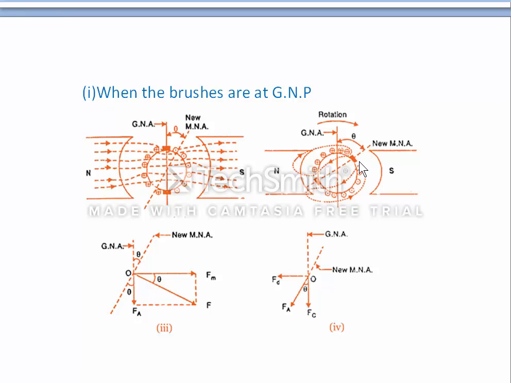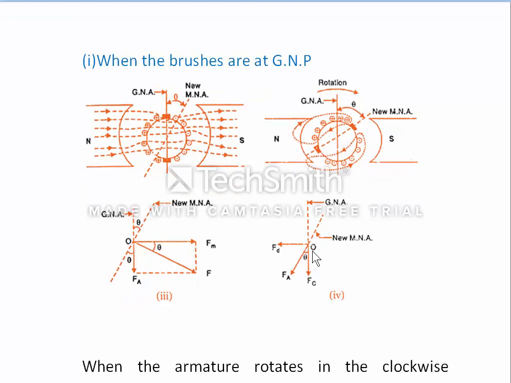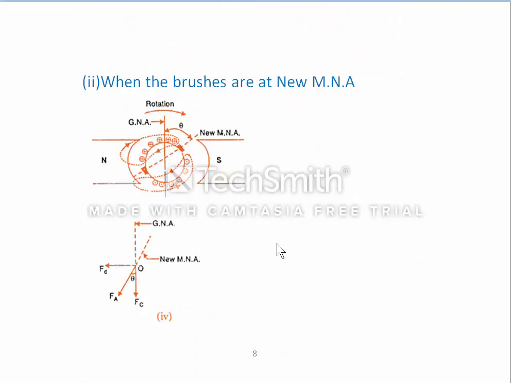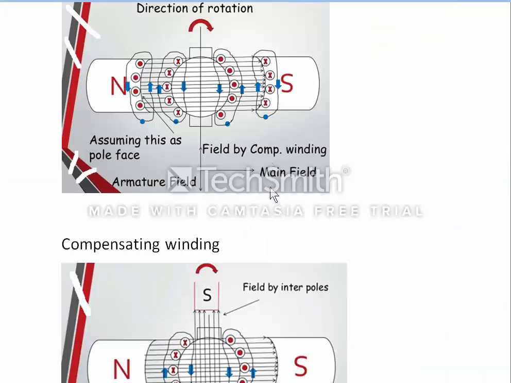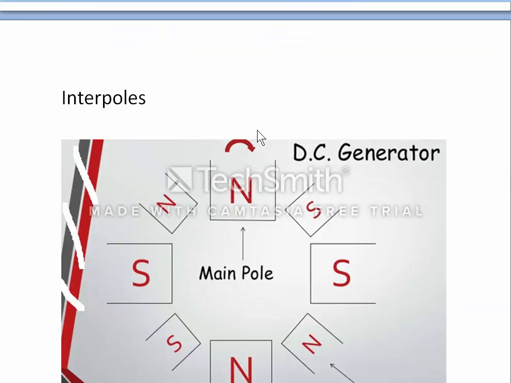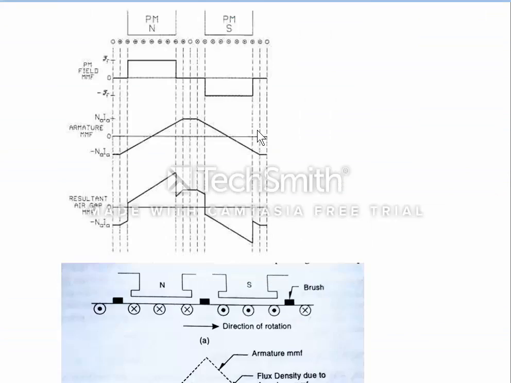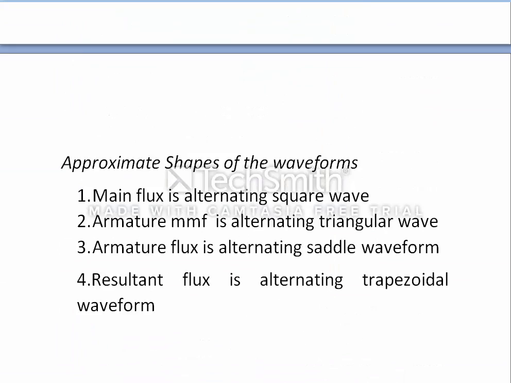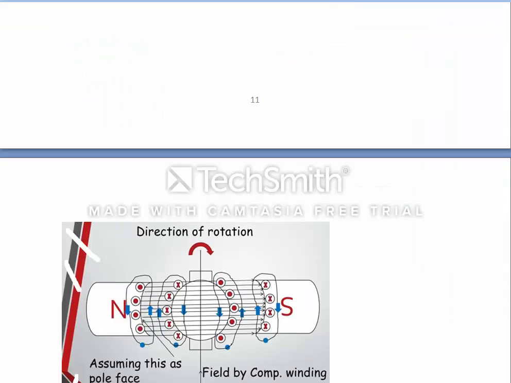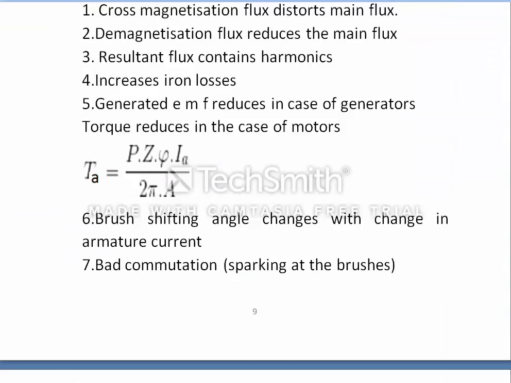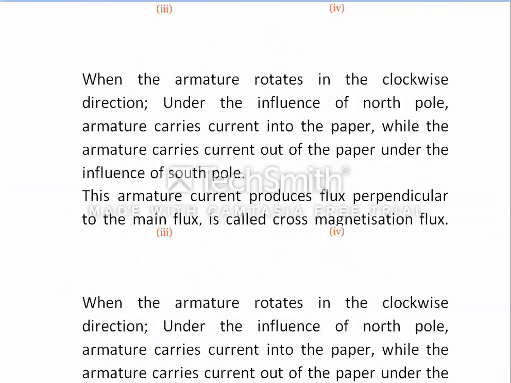So when the brushes move to this position, then there will be two fluxes. One is cross magnetizing flux, the other is demagnetizing flux. Then we can see here a better diagram.